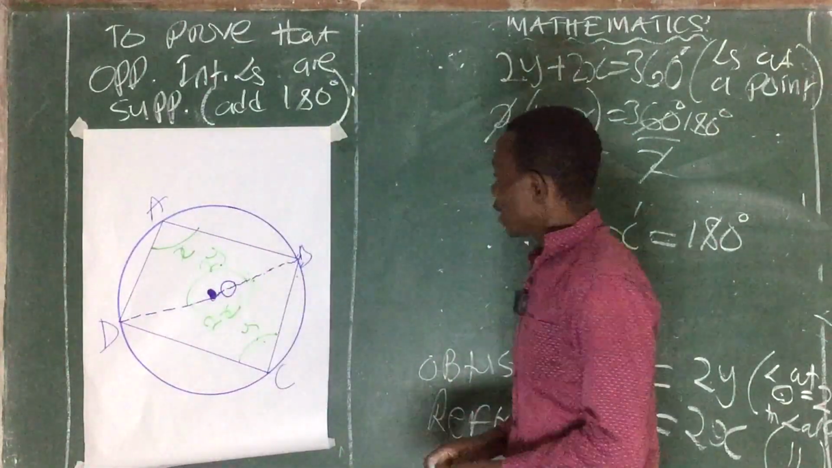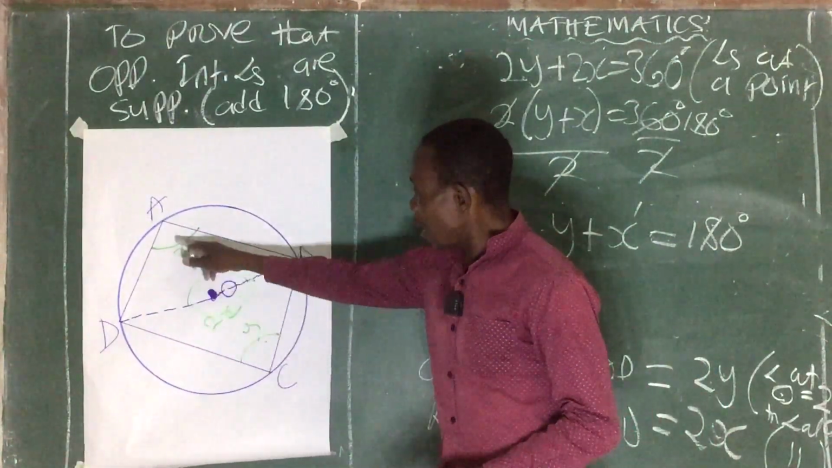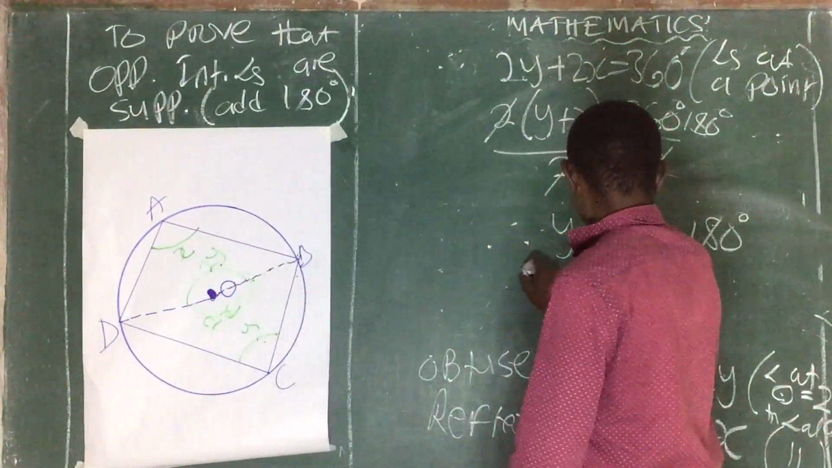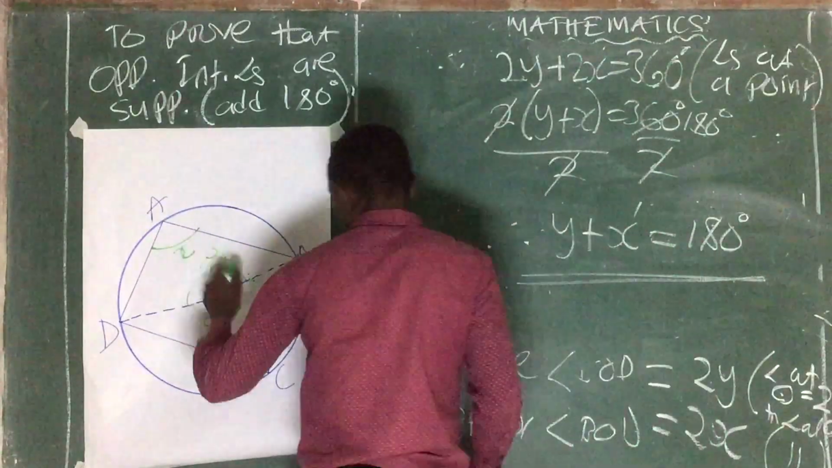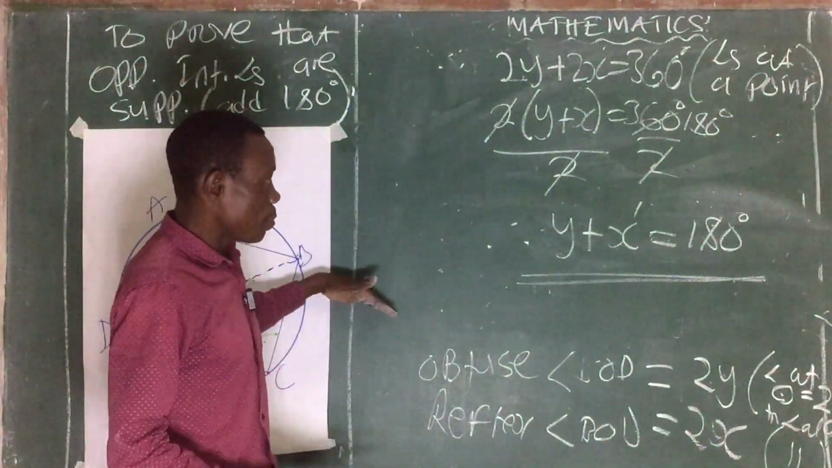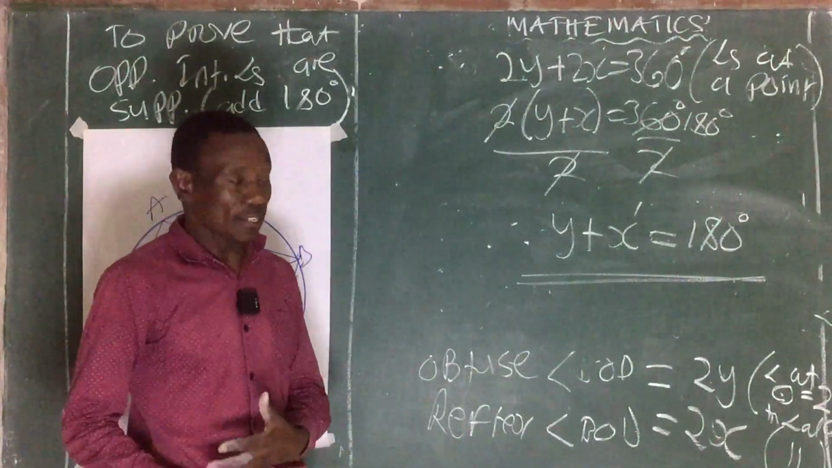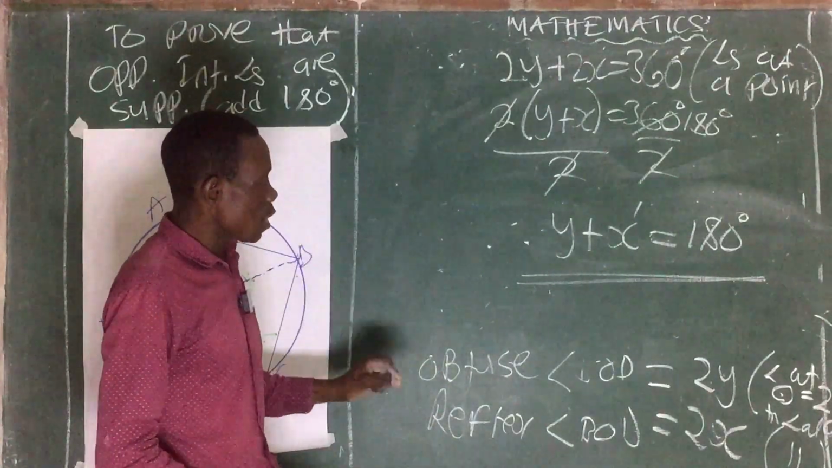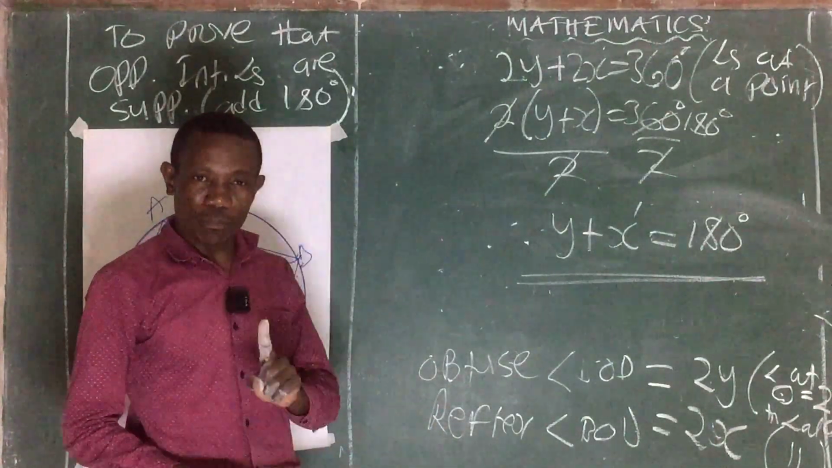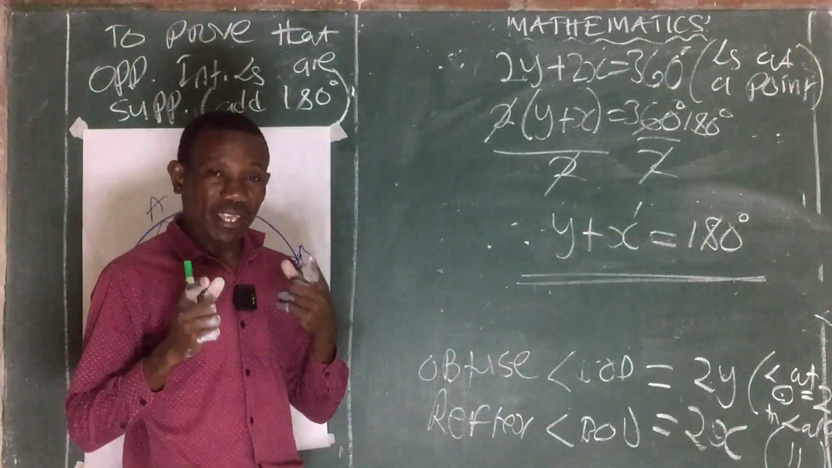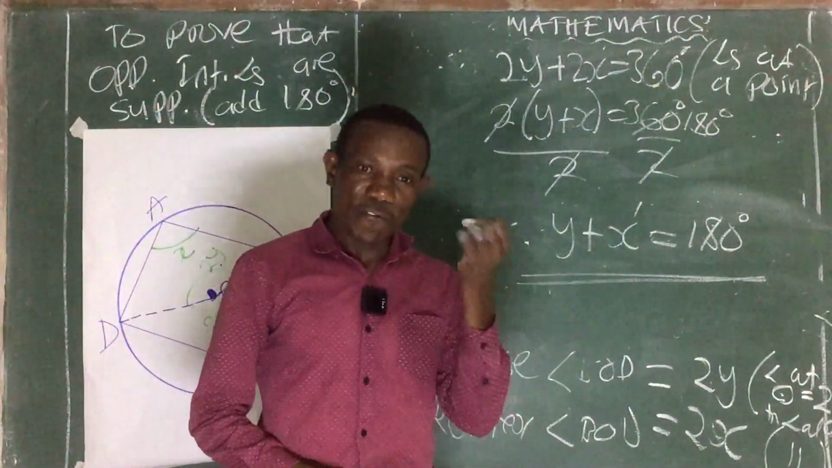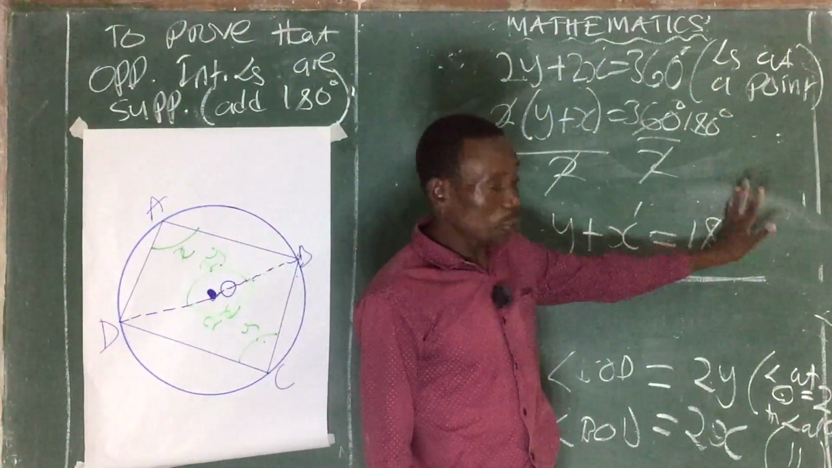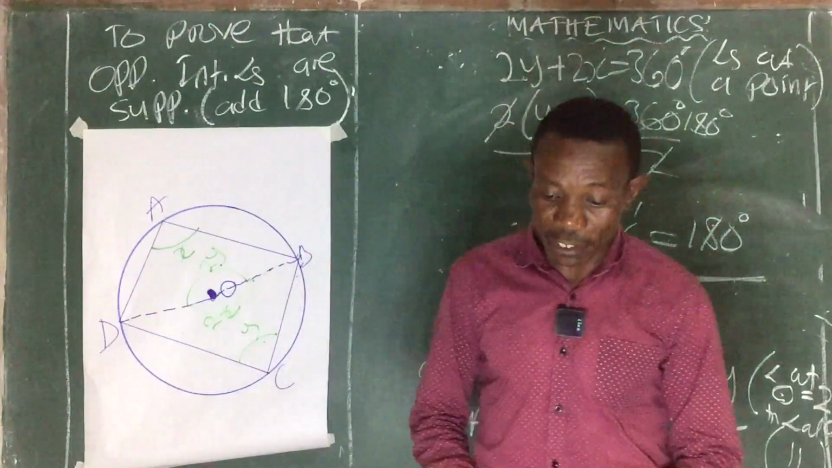Upon the look of it, x and y are the opposite angles of the cyclic quadrilateral. So we say that the opposite angles of a cyclic quadrilateral are supplementary, or they add up to what? 180 degrees. Please take the main points here that can help you to prove this. One, the first property: the angle subtended by an arc at the center is twice the angle at the circumference. Very important. Secondly, use the angles at a point. So that's it.